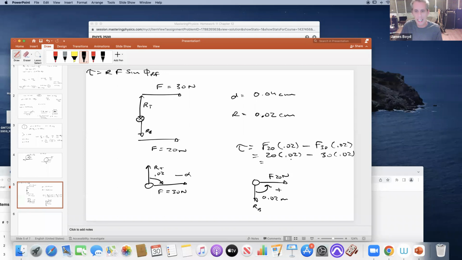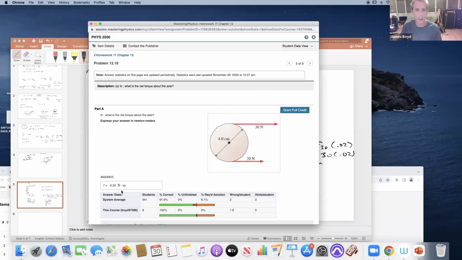And so I get a net negative torque. This would be 0.4, this would be 0.6, so I get negative 0.2. And the units would be Newton meters. Okay. So that's why we got a 0.02. And they do want the sign. They're taking the sign to be clockwise as negative.